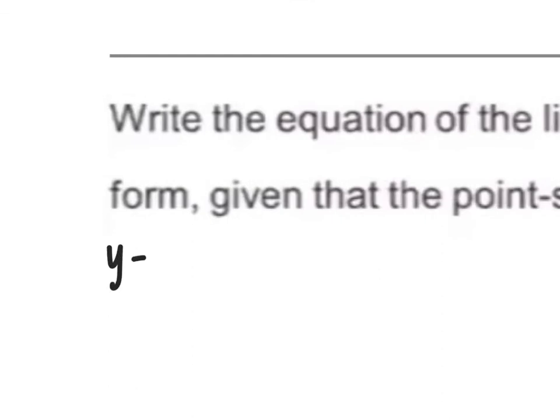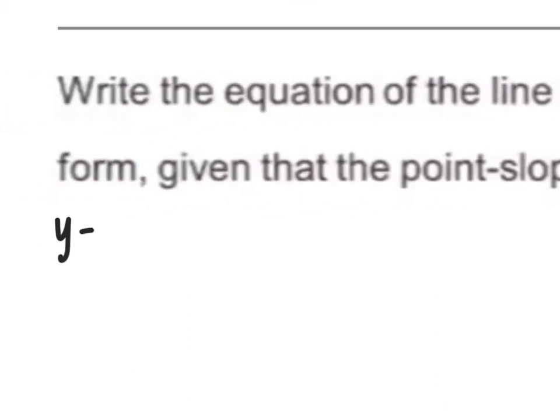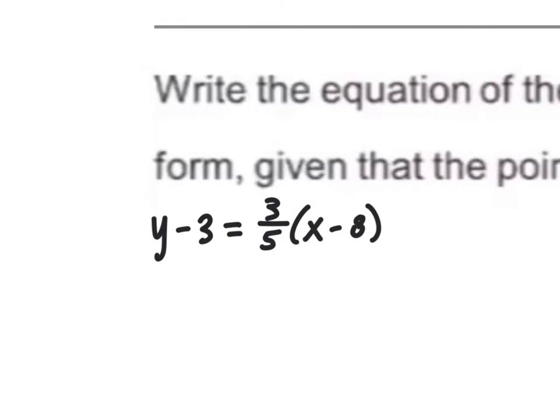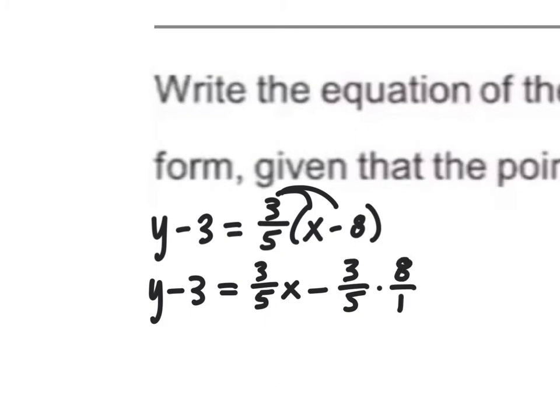So let me rewrite this over here. We've got y minus 3 is equal to 3/5 times x minus 8. Okay? All right, so what I'm going to do is turn this into slope-intercept form, and then I'm going to change it into standard form. So I'm going to multiply through the 3/5. So we've got y minus 3 is equal to 3/5 x minus 3/5 times 8 over 1. Okay, so this is going to give me y minus 3 is equal to 3/5 x minus 24/5. All I did was multiply across. 3 times 8 is 24, 5 times 1 is 5.